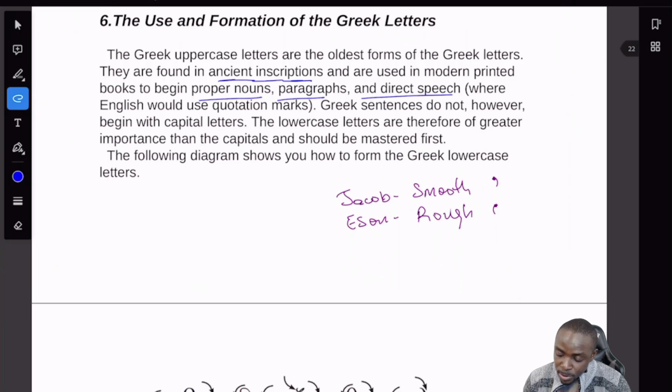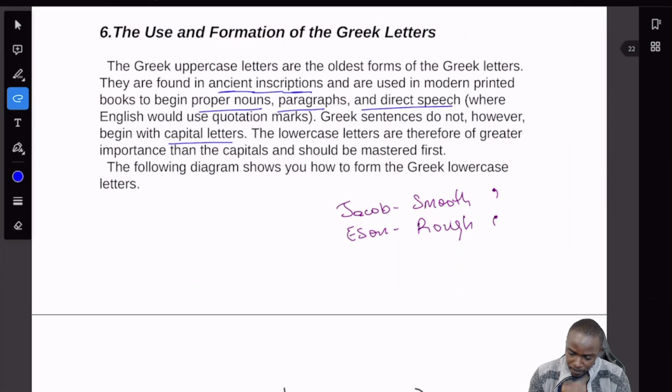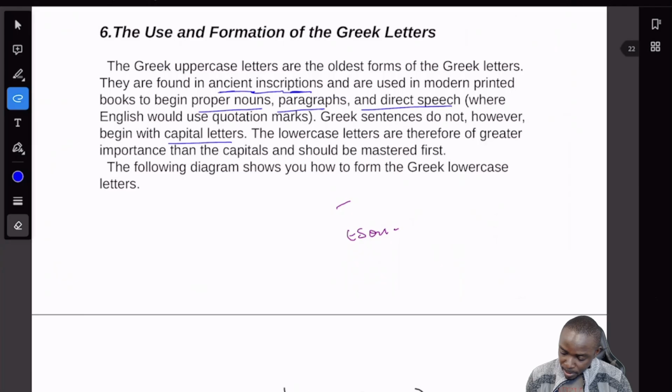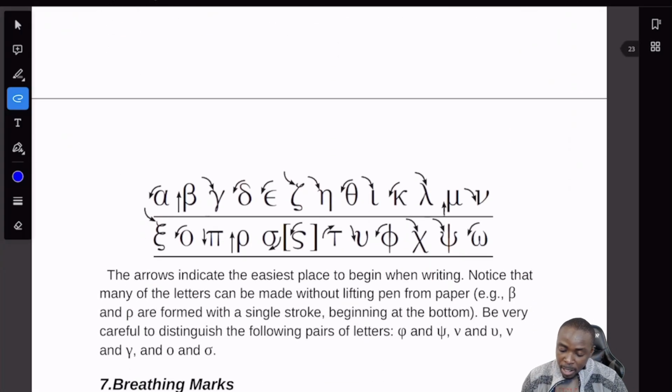Greek sentences do not, however, begin with capital letters. The lowercase letters are therefore of greater importance than the capitals and should be mastered first. The following diagram shows you how to form Greek lowercase letters. We'll soon come to that. So let's look at how you form Greek lowercase letters.